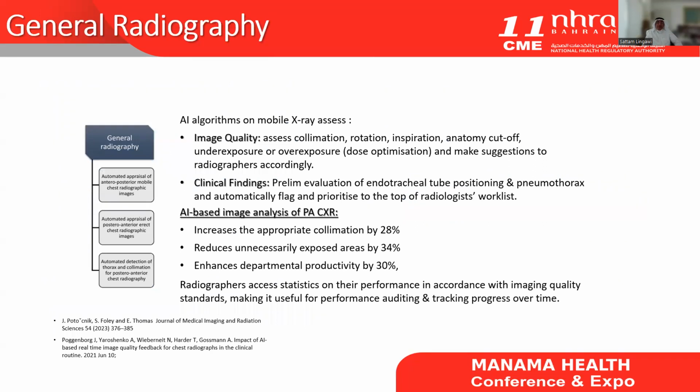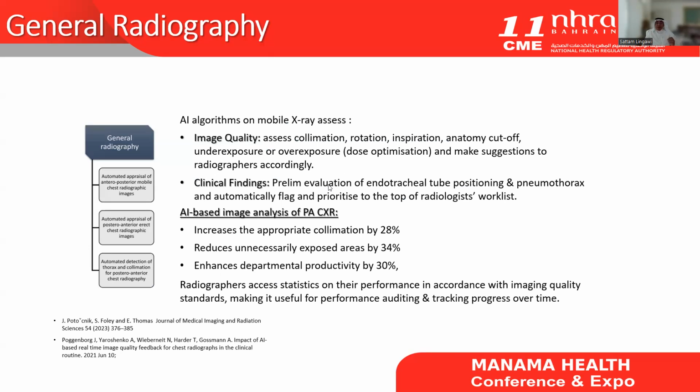If we're talking about the field of radiography, certainly image quality and identification of emergency findings have a place for artificial intelligence implementation. In image quality, assessing the collimation, rotation, the degree of inspiration or expiration, the cut-off of anatomic landmarks, and the under and overexposure of the film, all leads to better collimation and better image quality.